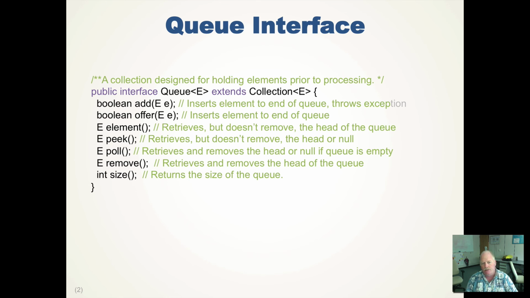As we talked about last time, the queue interface extends collection. We have two methods for adding something to the end of the queue, or the rear of the queue. We have two methods for looking at the head of the queue without removing. And we have two methods for removing something from the head of the queue, and we know the size, how many items are in the queue. Again, the difference between add and offer is add throws an exception if it's full, offer returns false. Element throws the exception, peek returns null, poll returns null, remove throws the exception.